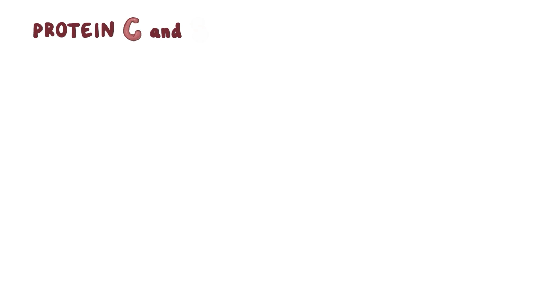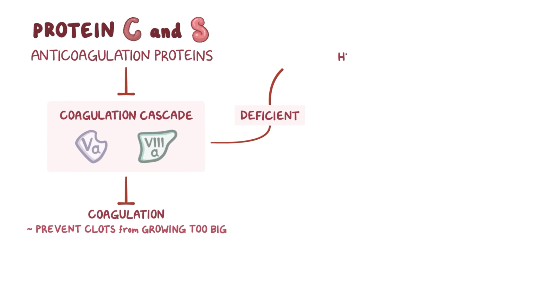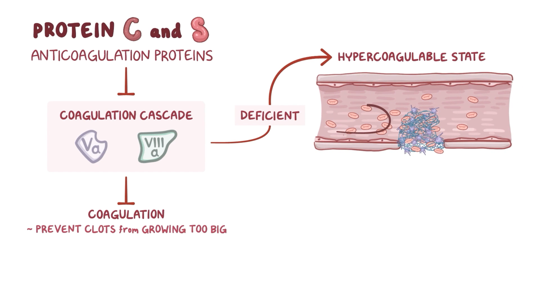Protein C and S are two anticoagulation proteins that inactivate coagulation factors 5A and 8A in the coagulation cascade. This means they act like brakes on coagulation, limiting clot formation and preventing clots from growing too big. So, when either of these proteins is deficient, it leads to a hypercoagulable state, meaning a person is at increased risk of developing a clot that could block blood flow.